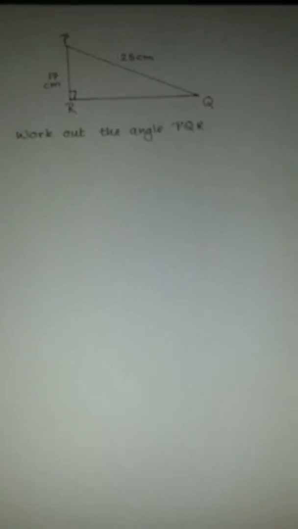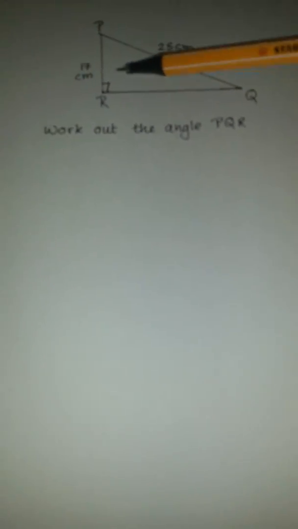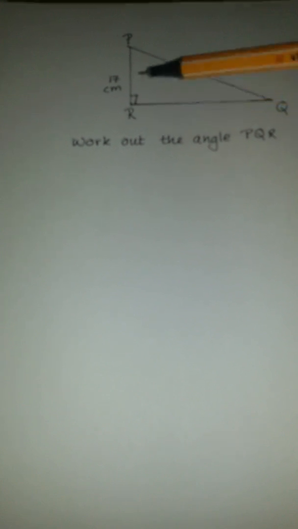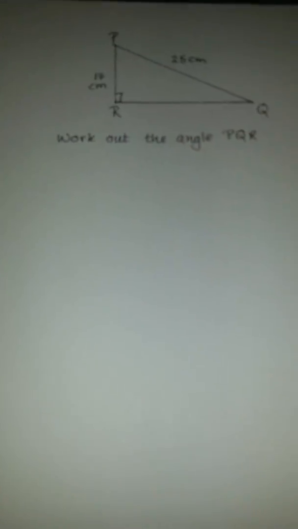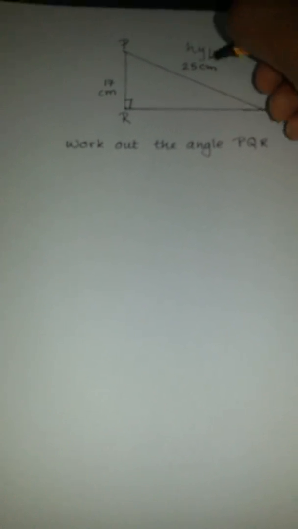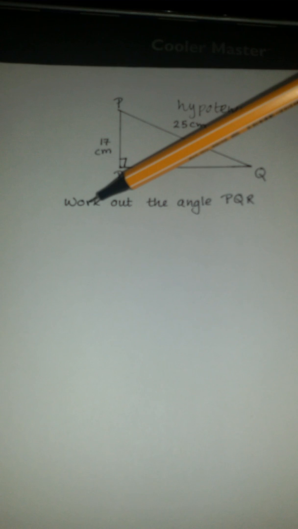Right, here we have another question involving a right angle triangle. And again, the first step, as I mentioned before in the previous video, is to identify where the right angle is. In this case, again, it's by R. So the side opposite is the hypotenuse.